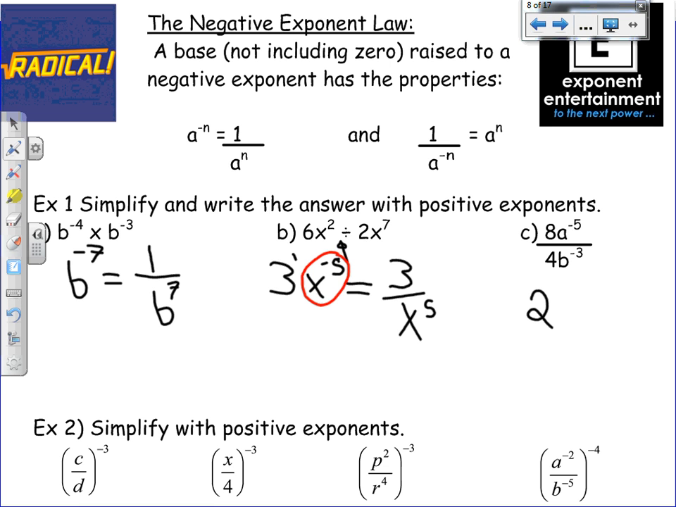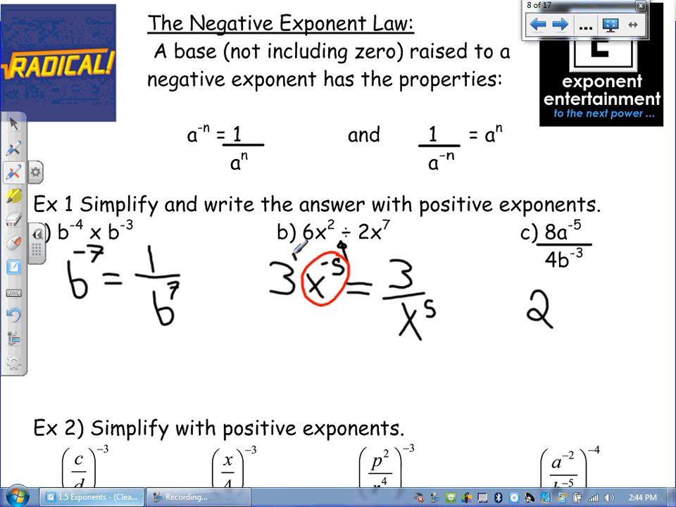So we have a to the power of negative 5 and b to the power of negative 3. Can we do anything with them? No, because the bases are different. But they're negative exponents, and we don't like negative exponents, so what do we do with them? This part needs to switch down low, and that part needs to switch up top, because we don't leave negative exponents as our final answer.